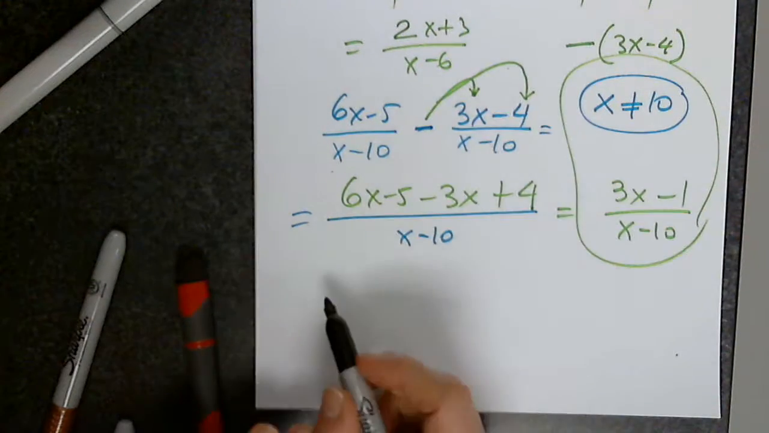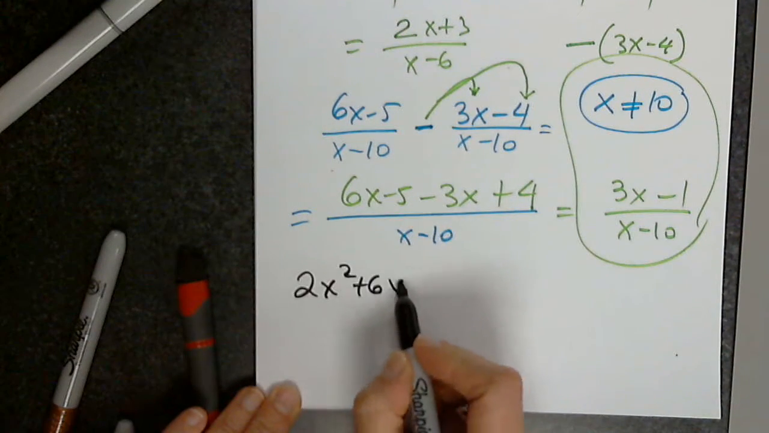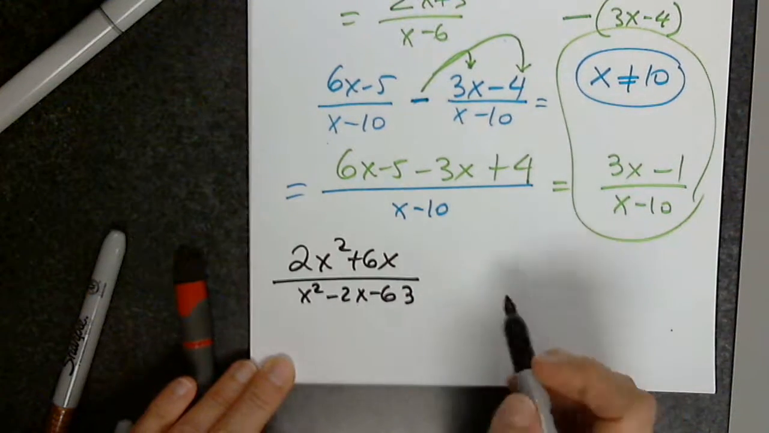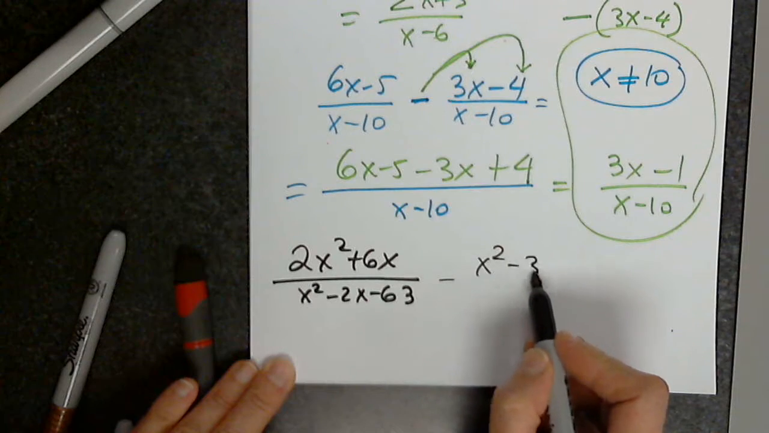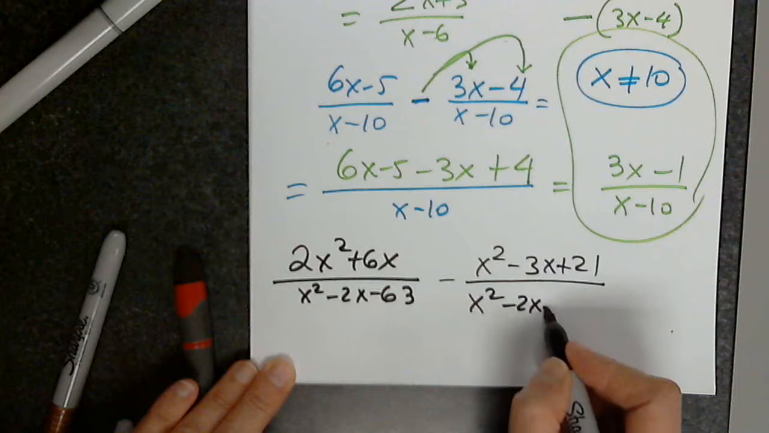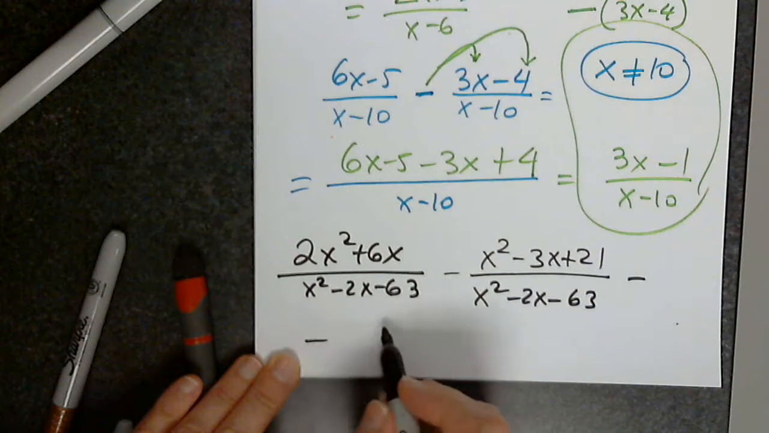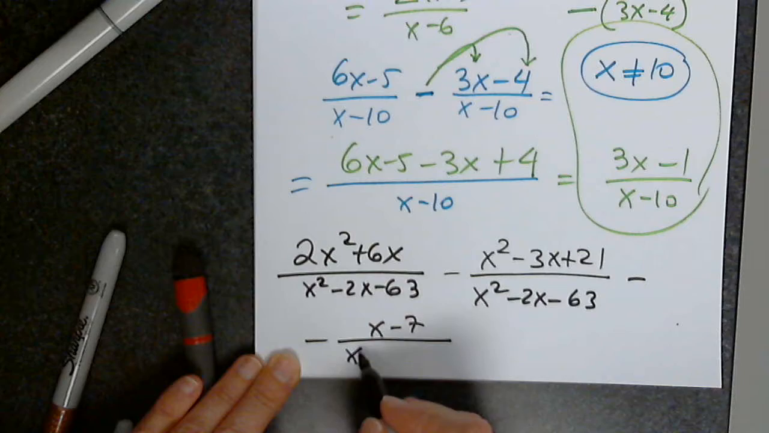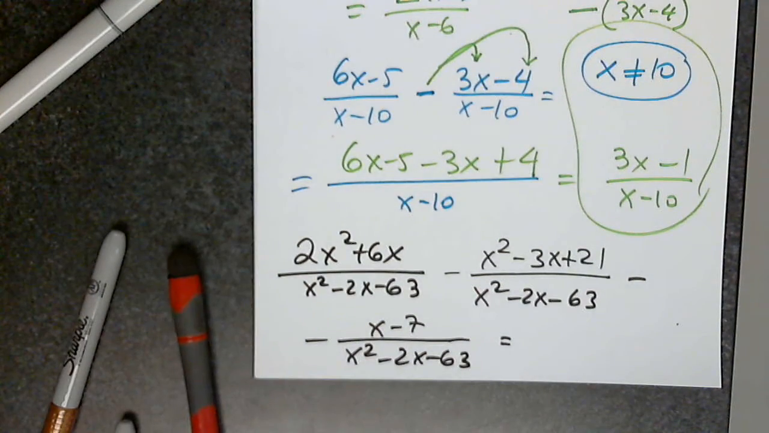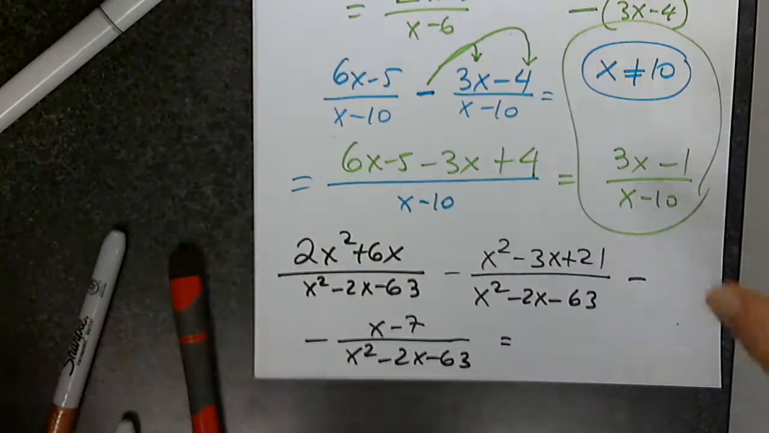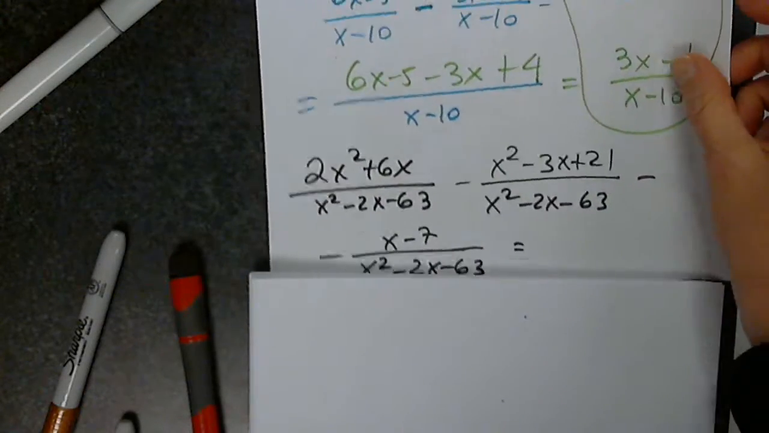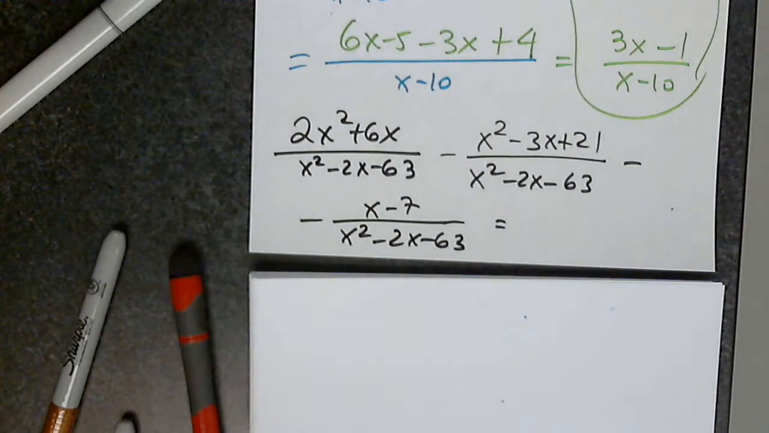And here's another example. 2x squared plus 6x over x squared minus 2x minus 63, minus x squared minus 3x plus 21 over x squared minus 2x minus 63, and minus x minus 7 over x squared minus 2x minus 63. Okay, it took me a minute to write it. It's long. But let's take a look at this. I'm asked to add, subtract.